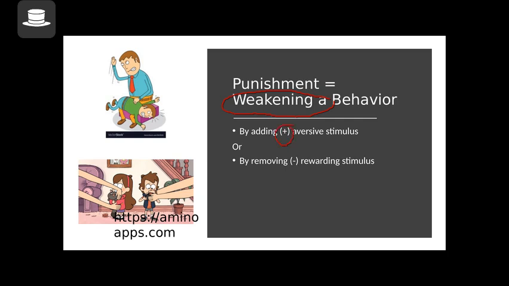and negative punishment. Positive punishment is weakening a behavior by adding an aversive stimulus. Negative punishment, on the other hand, is weakening a behavior by removing a rewarding stimulus. Let's look at a few examples here.